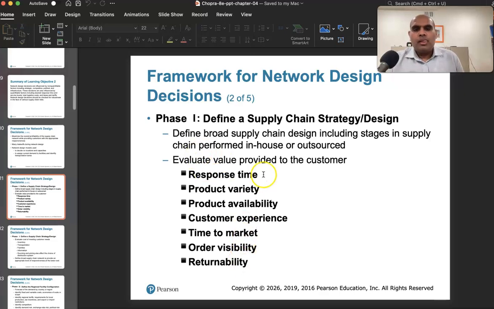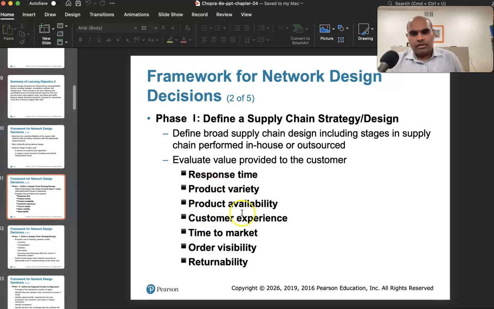Say, for example, response time and product variety might not work well together. So if you have a lot of product variety and you have to design a supply chain that takes into account a lot of product variety, it means that there are a lot of different parts, there are a lot of different suppliers who you have to deal with, so it's a possible supplier risk, and that might mean that response time won't be that fast.